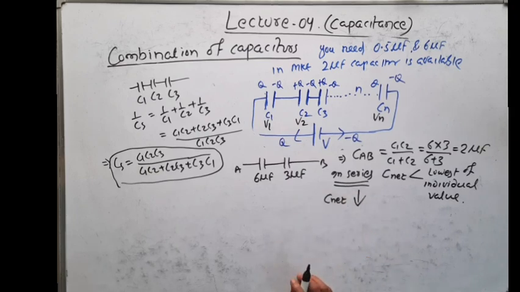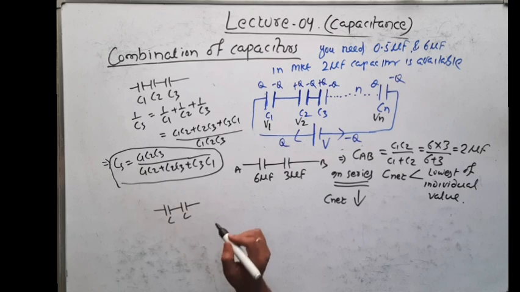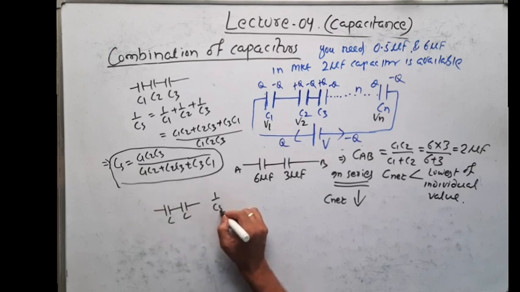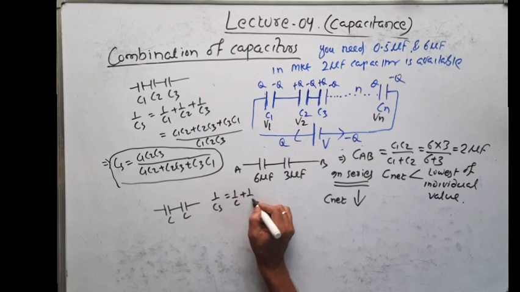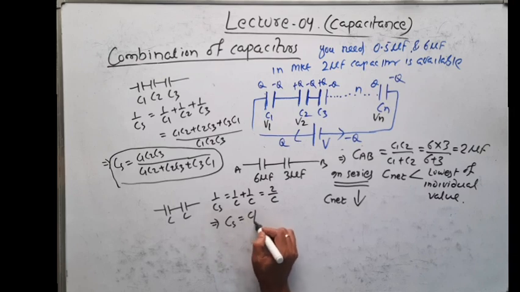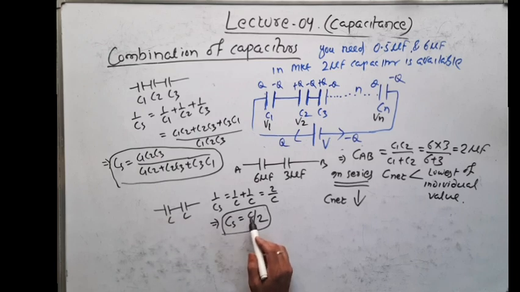Suppose you want to get less capacitance, then in that case what will you do? You will connect in series. Suppose there are two capacitors, C and C. So what is the equivalent capacitance? Equivalent capacitance is 1 by C1 plus 1 by C2, that is 2 by C. So that implies the equivalent capacitance is equal to C by 2. If there are two identical capacitances, then the equivalent capacitance is the individual capacitance value divided by 2.